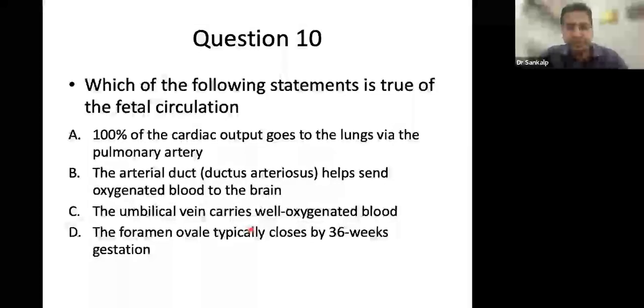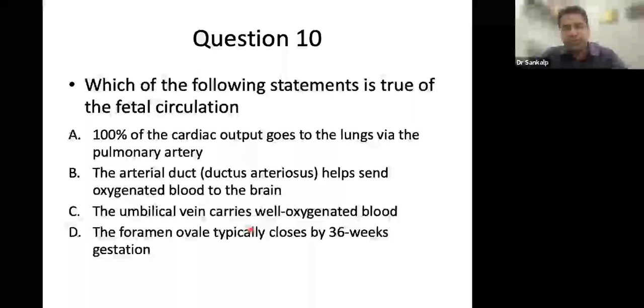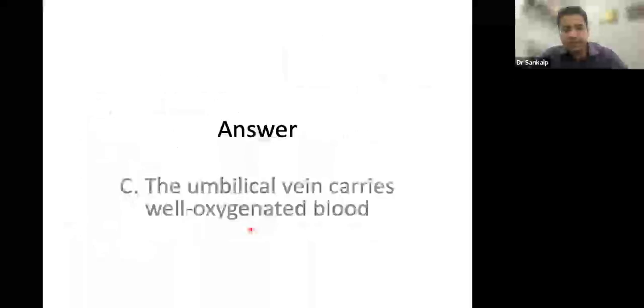Next question is, which of the following statements is true for fetal circulation? 100% of cardiac output goes to the lungs via pulmonary artery. So in fetus, we know that from the right ventricle, blood goes to the pulmonary artery, but it does not go into the lung. From the ductus, it is shunted right to left to the aorta. So this statement is false, that blood goes to the lung. This is wrong.